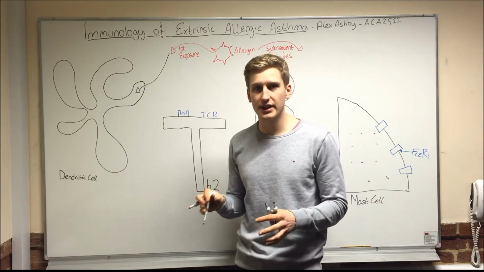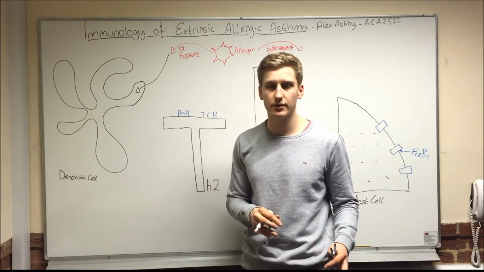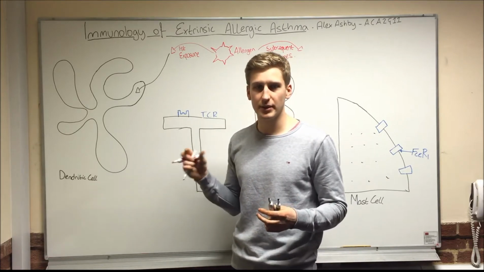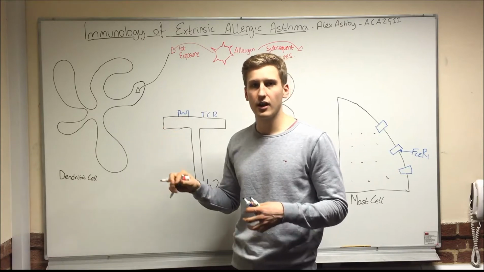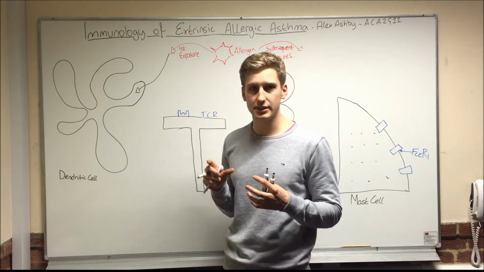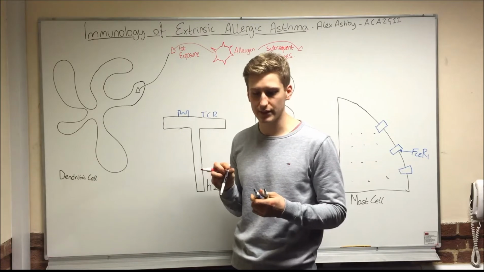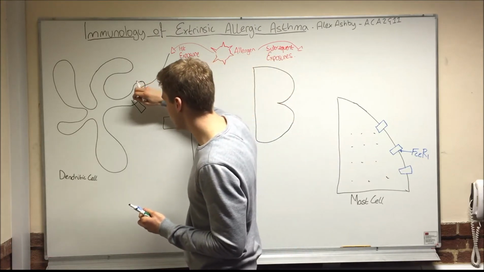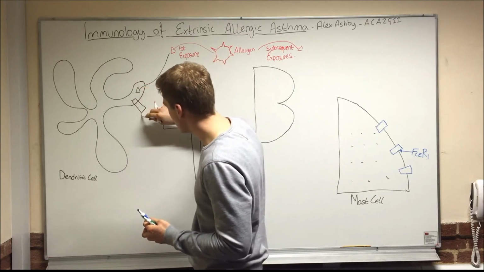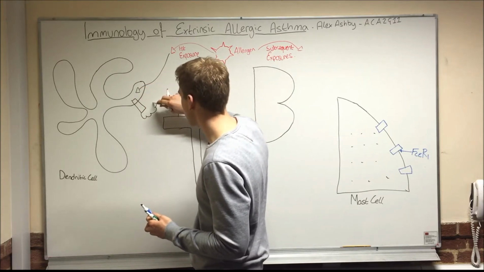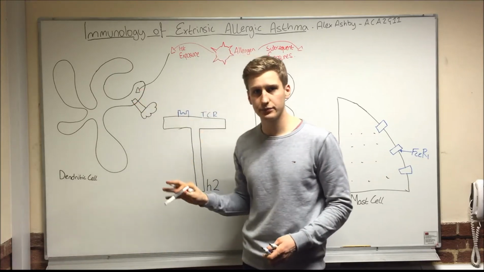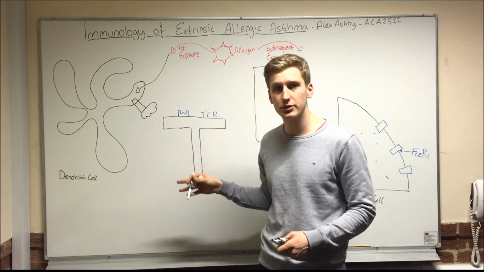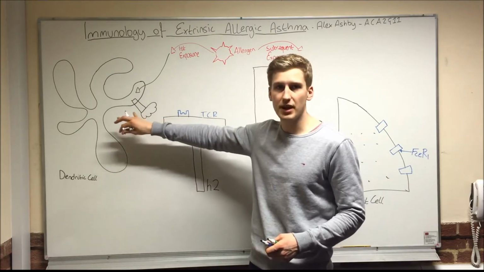This is the major histocompatibility complex 2, and it's processed with this, and a short series of amino acids from the allergen are attached to the MHC2 molecule and expressed on the surface of the dendritic cell. So let's draw that here. So this is the MHC2 molecule with a short series of amino acids from the allergen expressed on the surface, like that.